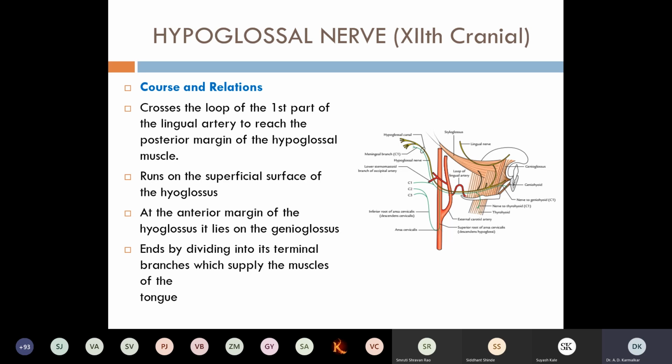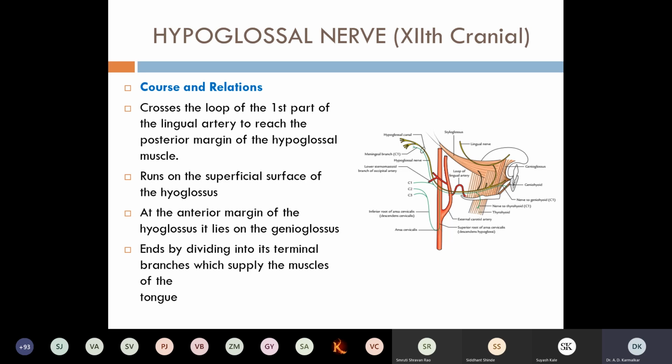One more thing in this diagram: you can see there is a blue part, along with C1, C2, C3. You can see the C1 cervical nerve going along with the hypoglossal nerve, and it forms the superior root of the ansa cervicalis, and the C2 and C3 loop joins to form the inferior root of the ansa cervicalis. So this is called descendens cervicalis, and this is called descendens hypoglossi because it comes from the hypoglossal nerve with C1 fibers, and it forms a loop.